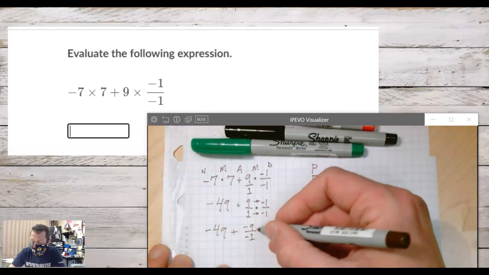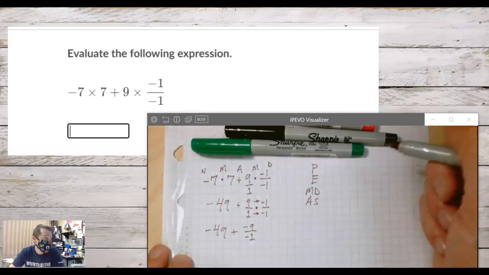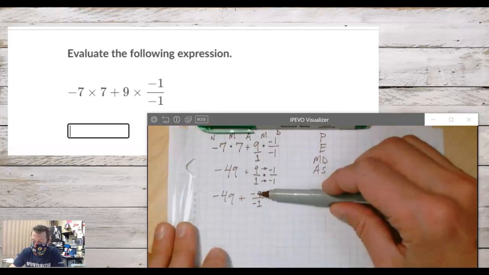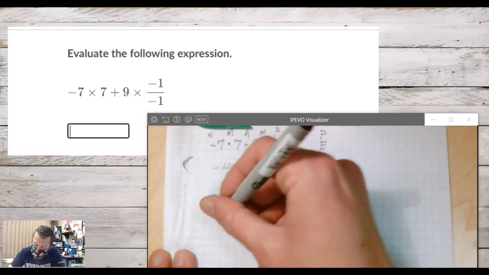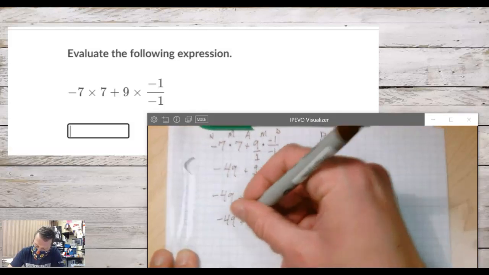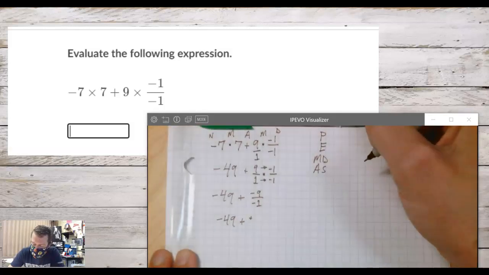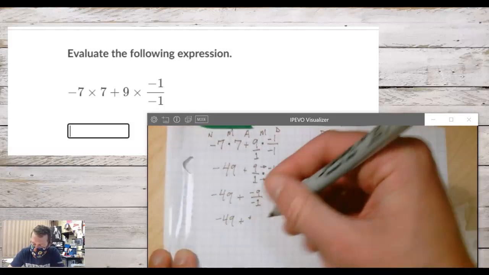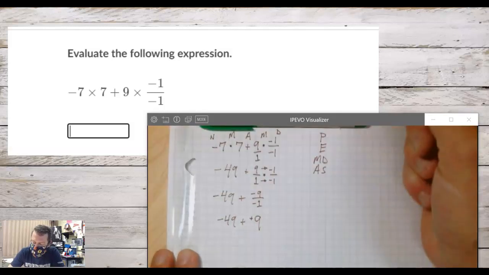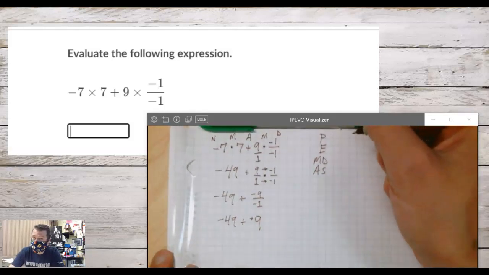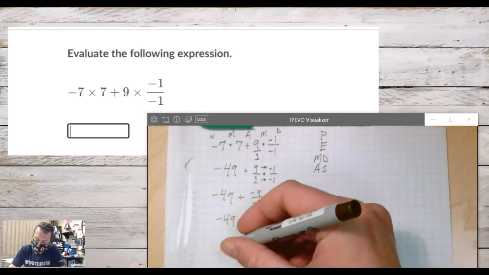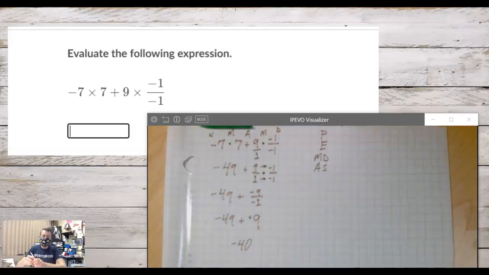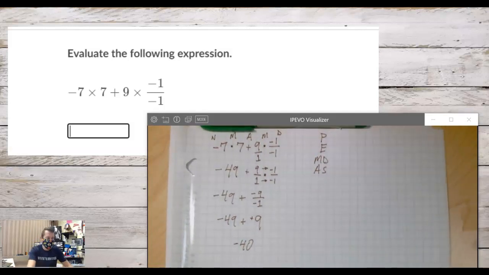Now we have to simplify this because we can. So what's a negative divided by a negative? Positive. So we're going to say plus a positive if we want to make that little note. What's 9 divided by 1? 9. Because division by 1 doesn't change anything. And this would be negative 49 plus positive 9, and the negative, or the bad guy, wins by 40.